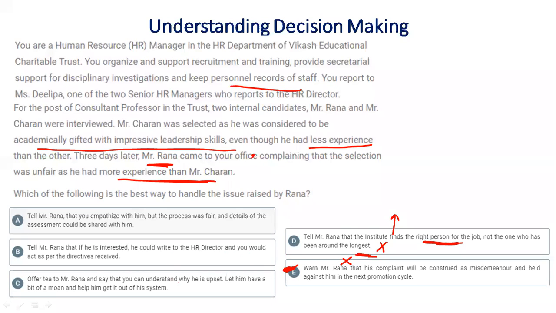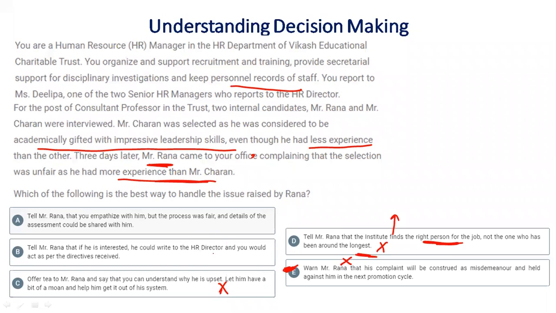Then C, offer tea and say that you can understand why he's upset. Let him have a bit of a moan and help him get it out of his system. Okay. So I think option C is like, you take him aside into a corner and tell him, okay, that's how the system is, you both will try to abuse the system, you will let him abuse the system, saying I can't do anything on this. And when he gets frustrated and then calms down, then you say, okay, it's done, so let's forget about it. Again, as an HR, when you know for a fact that you are right, you haven't done anything wrong, you know that Mr. Charan is academically gifted, he has higher leadership skill, then you would definitely not want to be in a compromising situation, right? You won't hear anything or you won't even give Rana a chance to say anything against the system. Hence option C is directly eliminated.